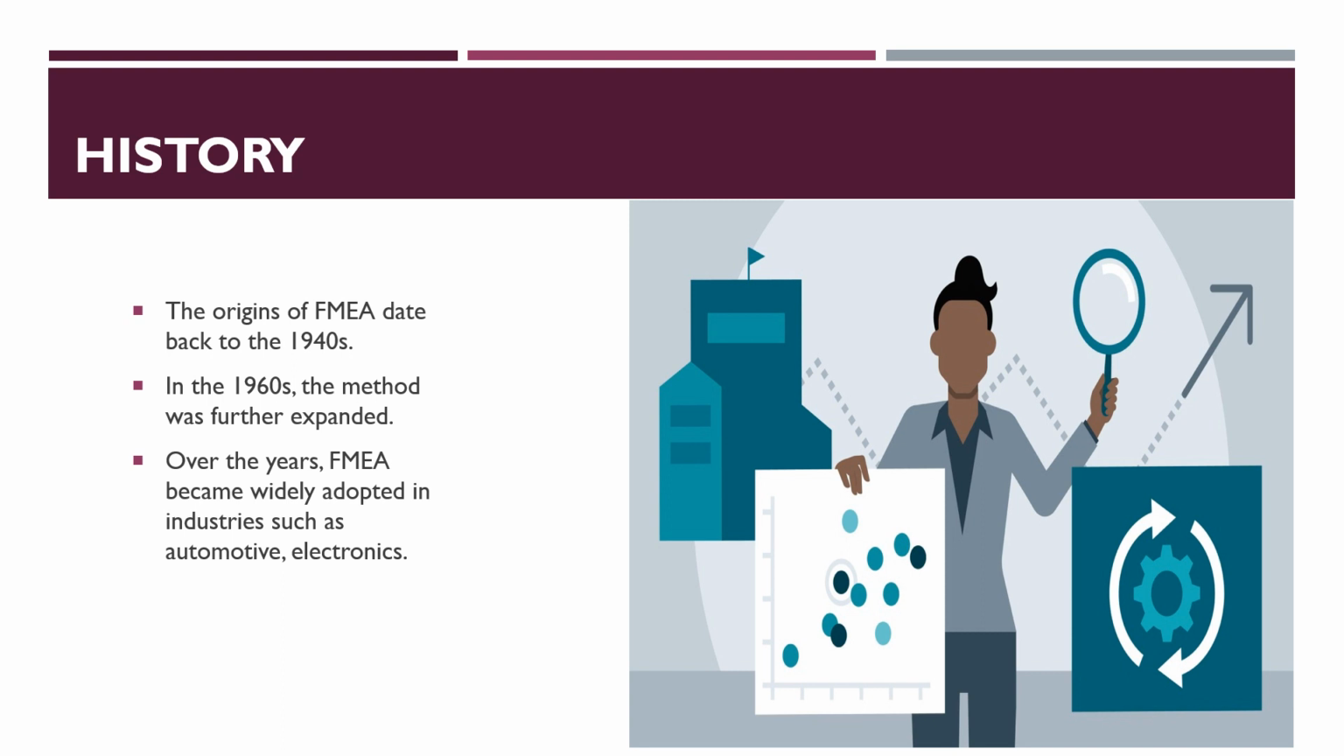The origins of failure mode and effects analysis, FMEA, date back to the 1940s when the US military developed procedures to determine failure effects as a part of their ammunition and rocket development. Now, in the 1960s, the method was further expanded and refined by the aerospace industry, which faced complex challenges in systems and reliability. Over the years, failure mode and effects analysis became widely adopted in industries such as automotive, electronics, and more due to its effective approach to risk management.